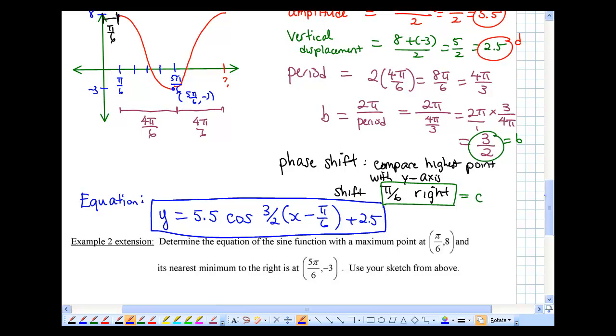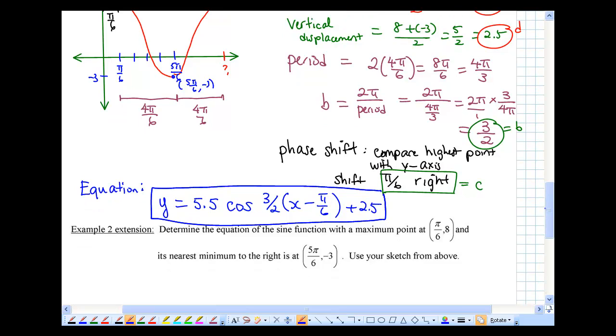Tough call, eh? Well, remember, everything's the same. Almost everything, sorry. The amplitude's the same. That's still going to be 5.5. The vertical displacement's still the same. That's still 2.5. Even the period is the same, 4 pi over 3. And of course that leads us to the b value being 3 over 2. And that's the same. The only difference here is the phase shift.